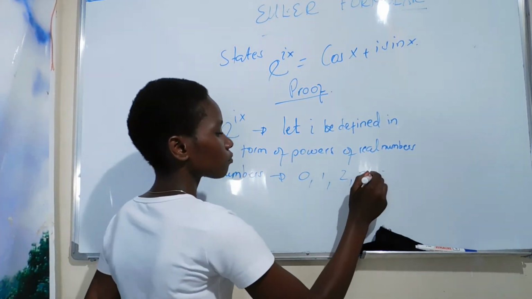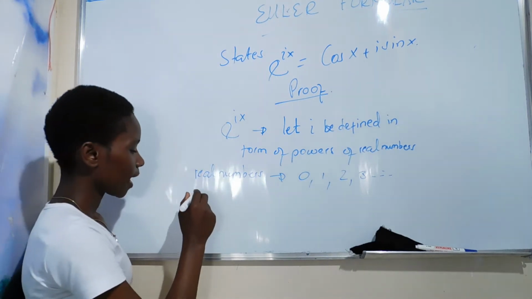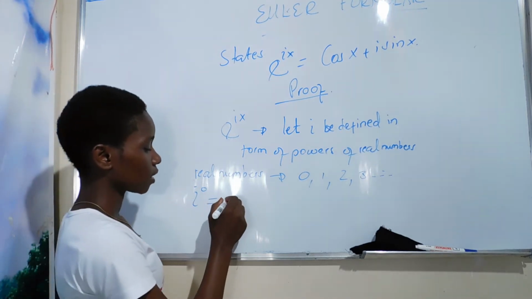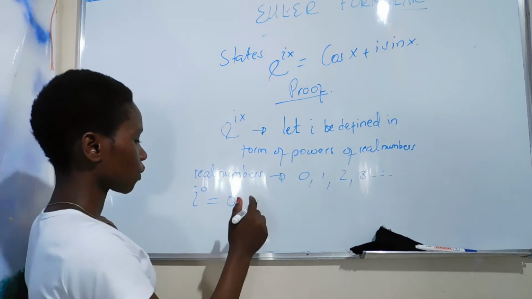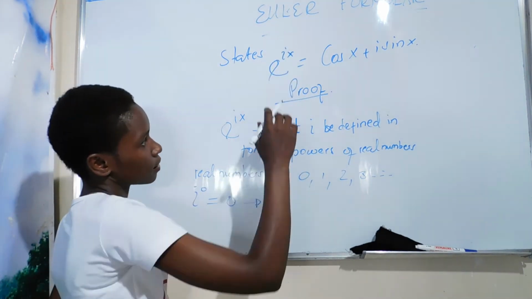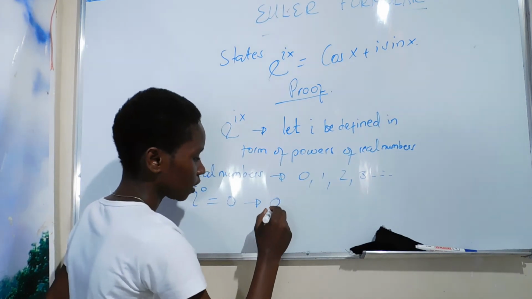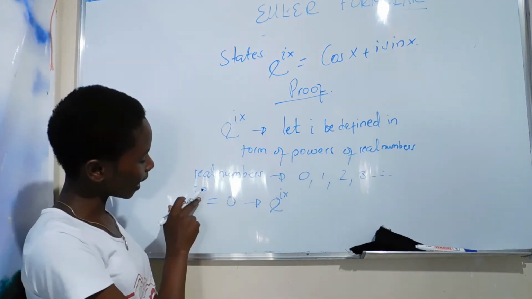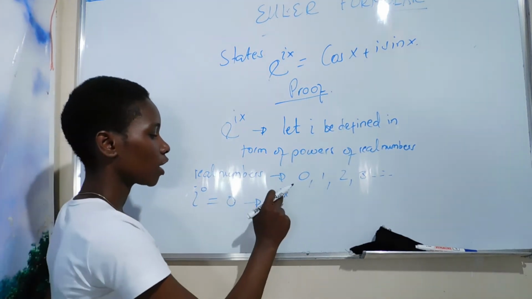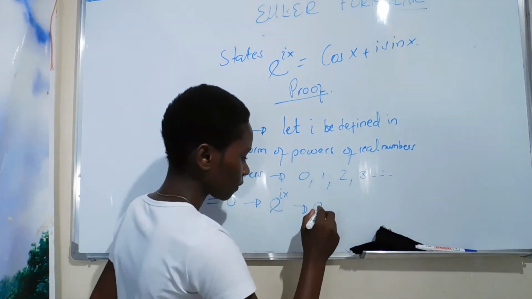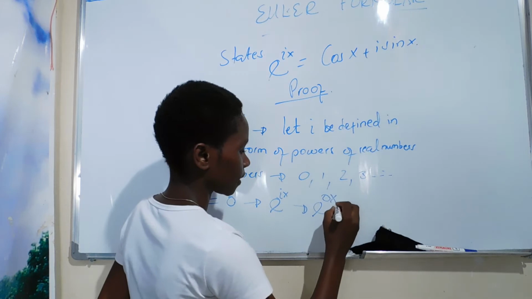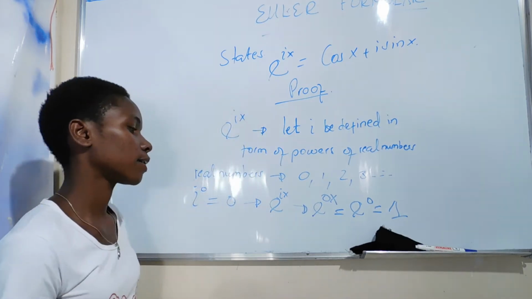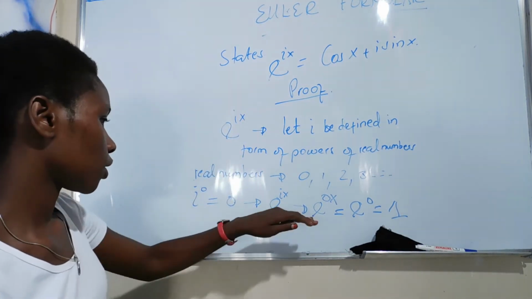So kwa hiyo nitasema I power 0. Sasa nitapata nini? I power 0 ina maana I'm going to get 0. If I'm going to get 0, nikichukua hii 0, I'm going to take this definition ya Euler ambayo ni E, which represents Euler I ya x, lakini my I is power 0 ambayo thamani yake ni 0. Nikienda kuweka pale, ina maana itakuwa E 0 of x ambayo ni sawa na E power 0 which is equal to 1. So I power 0 is equal to 1.